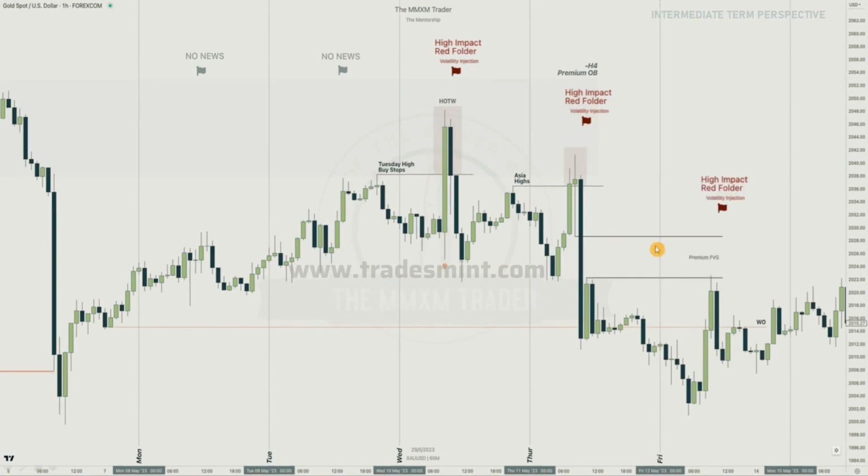And Friday we have another high impact red folder, right? Volatility injection, making it even more probable to draw into our longer term perspective, which is that weekly fair value gap, right? We got a premium fair value gap over here, we dip into that premium fair value gap and we still continue our way down into the sell side of the curve.